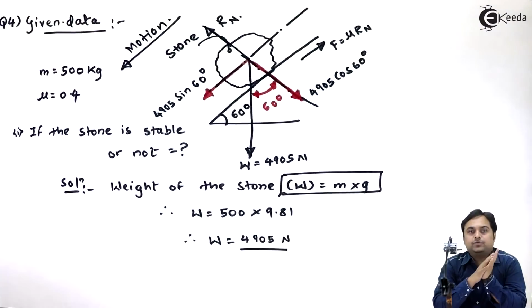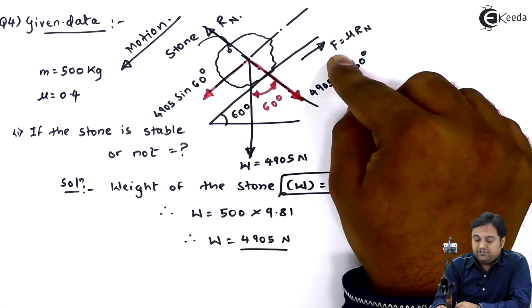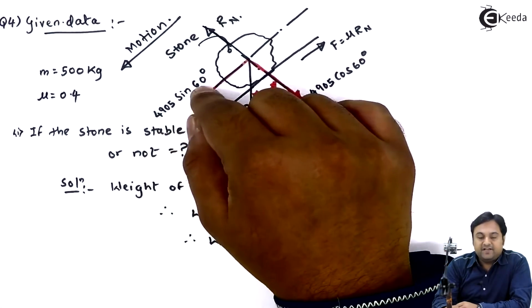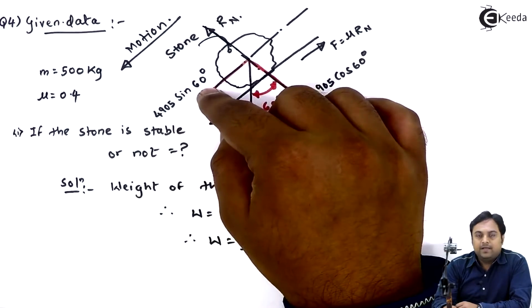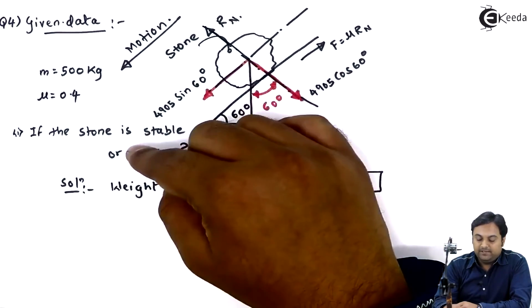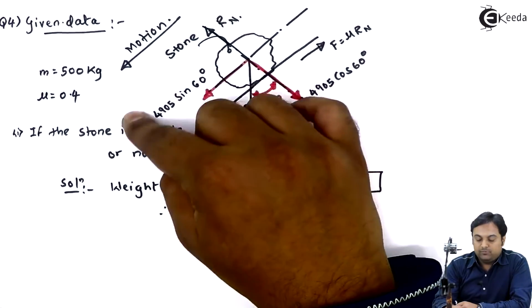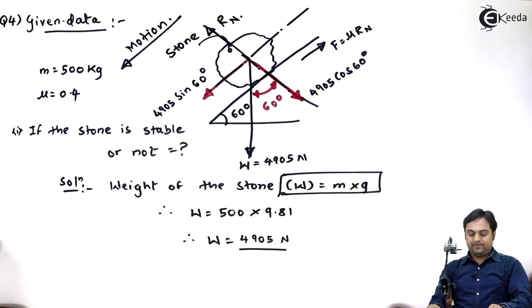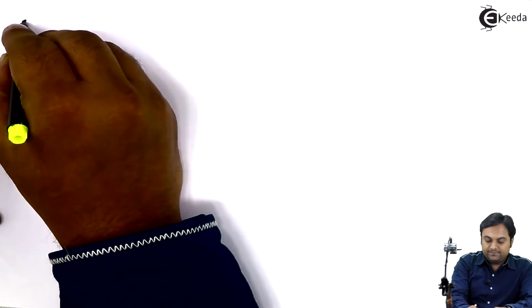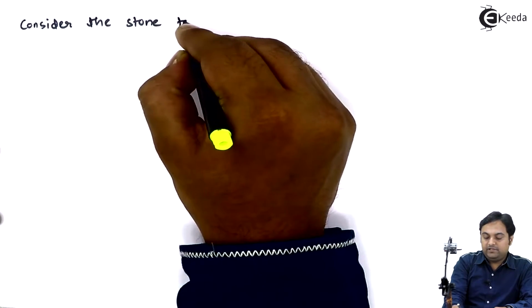This question is a conceptual question in which we can say that this stone will be stable only if the friction force is more and this 4905 sin 60 value is less, because the stone will be unstable because of this force of 4905 sin 60, means the horizontal component of weight along the plane. Because of this force only the stone will be sliding downward, but if we have friction force value more than this component, then we can say that the stone is stable. So now let us try to solve this problem. I will be concentrating on calculation of friction force. So I will say that consider the stone to be in limiting equilibrium.